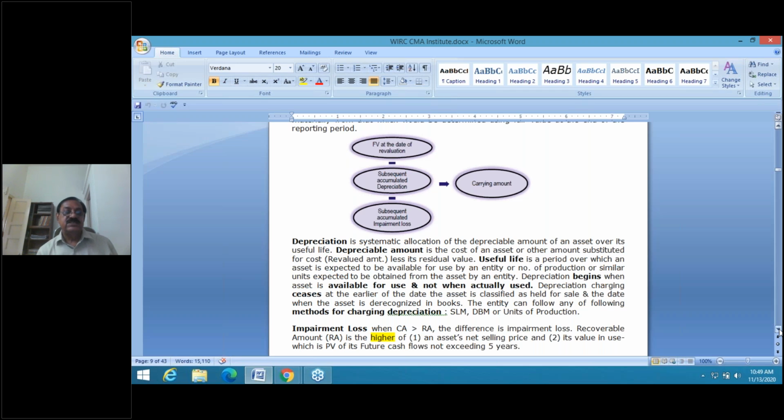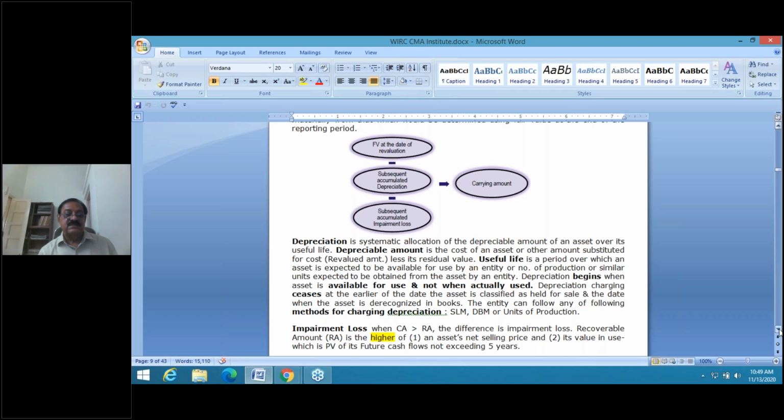If I take the illustration of machinery, I have gone for trial run production, and the trial run production is successful and the machinery is ready for commercial production, but I am delaying its actual production on it by 2 months. My depreciation will start as soon as the machine is ready for commercial use. You need not wait for actual use of the machinery. It should be ready to use, not actually put to use.